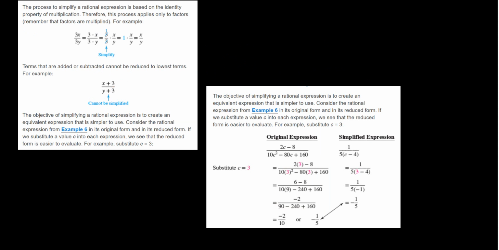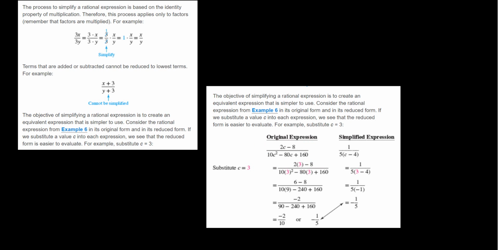The objective of simplifying a rational expression is to create an equivalent expression that is simpler to use. Consider the rational expression from example 6 in its original form and in its reduced form. If we substitute a value of c into each expression, we see that the reduced form is easier to evaluate. Okay, so this is what we did on example 6 right here. This is our original equation. I even said, oh, this looks kind of tough, but we'll go through it.